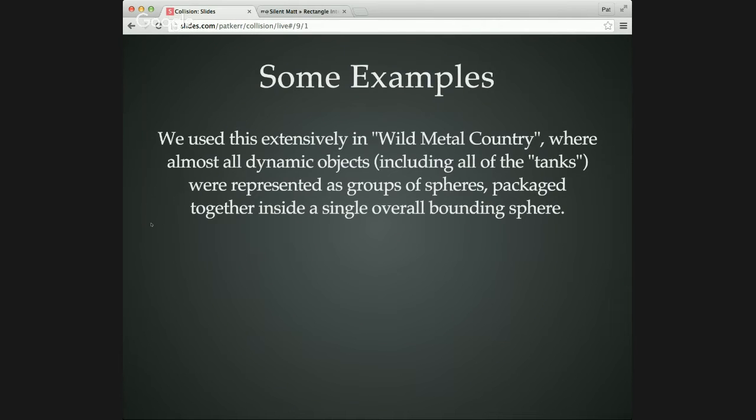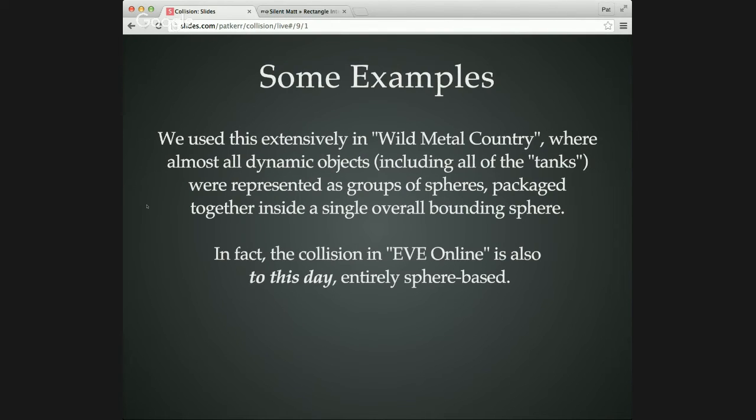So let me see. Back when I was making Wild Metal Country in the late 90s, we had a lot of tanks and stuff in the game, and of course tanks are big, boxy, rectangular things primarily, but we represented them as spheres because spheres were fast to collision check with. So what we do is we just package a bunch of spheres tightly together, almost like an egg carton, where you've got a lot of spheres in a small space, and use that.